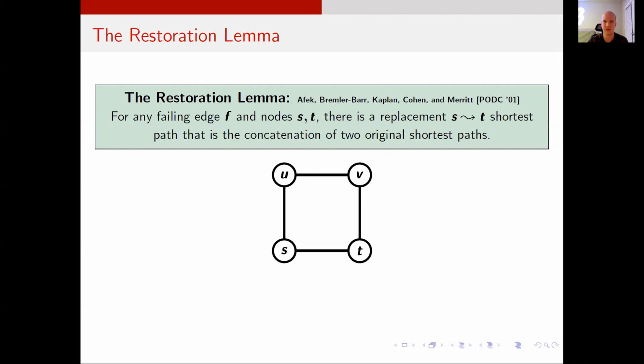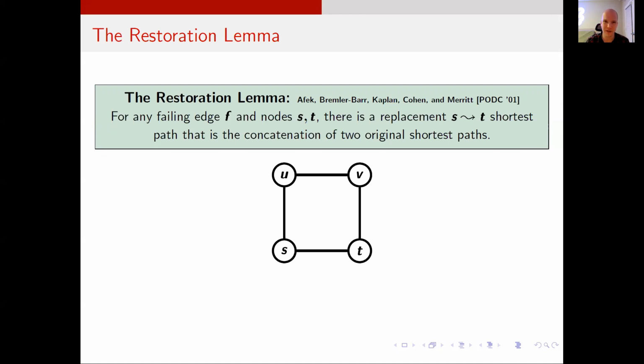So the core of their approach was this thing called the restoration lemma. The restoration lemma says that for any failing edge F and any 2 nodes S, T, you can always find a replacement shortest path in the post-failure graph that is the concatenation of 2 original shortest paths. So this is a structural lemma that really goes very far beyond this original motivation that we came up with. And indeed, in the years since then, the restoration lemma has been applied in all sorts of settings, to fault-tolerant network design and many other problems that maybe have some flavor in common with our setup, but go much further.